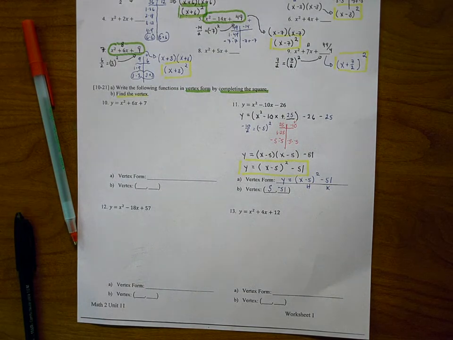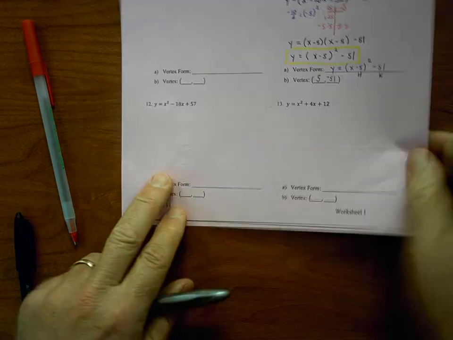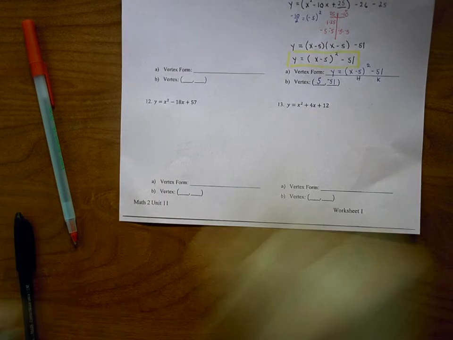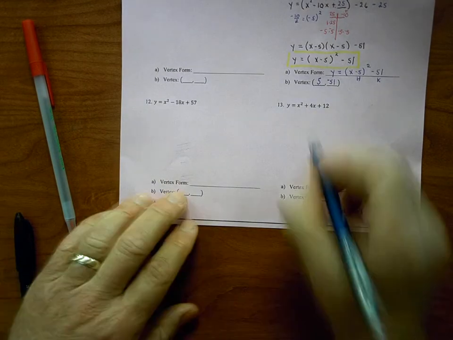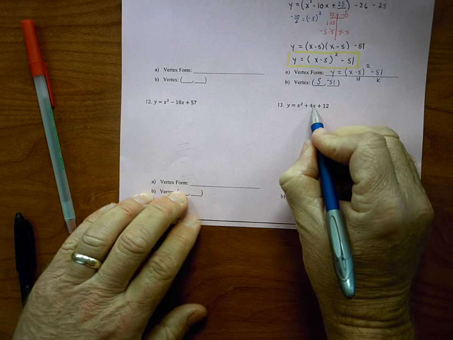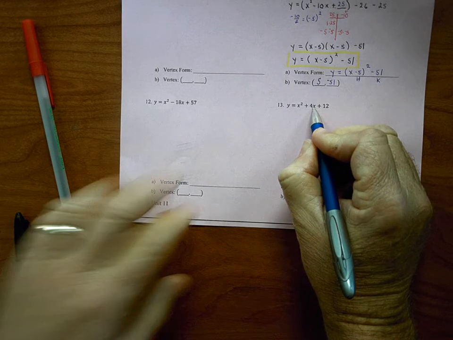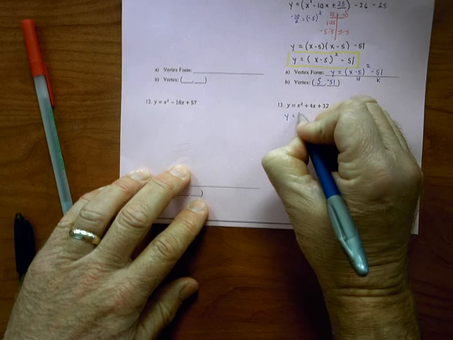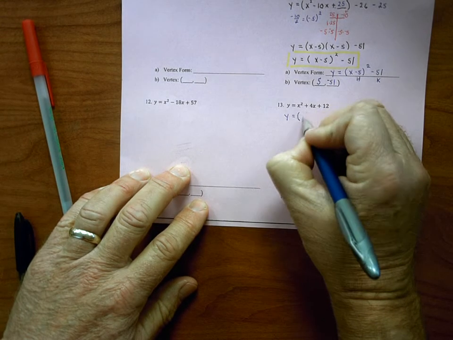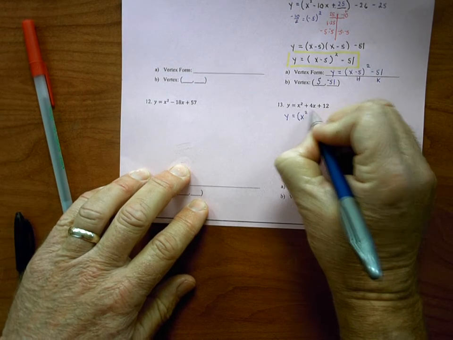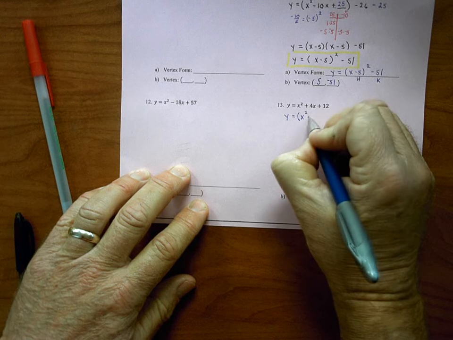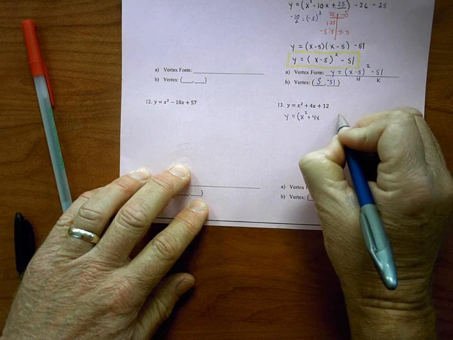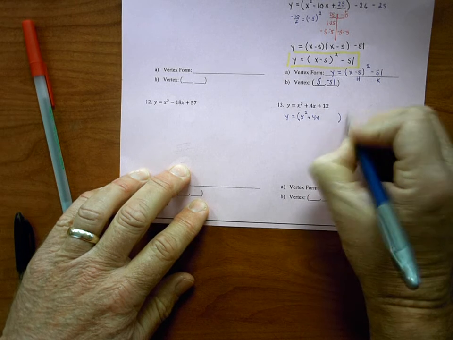Okay, moving on to number 13. We're given the standard form of the quadratic, y equals x squared plus 4x plus 12. All right, so I'm going to change this into vertex form by completing the square. So here's the process. Write the y equals, start a parentheses, put the x squared part, and put the plus 4x part. So in other words, put the a and the b part in the parentheses, leave a gap, put the c part outside the parentheses.